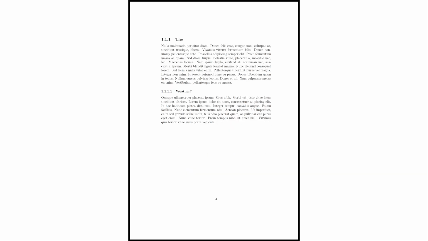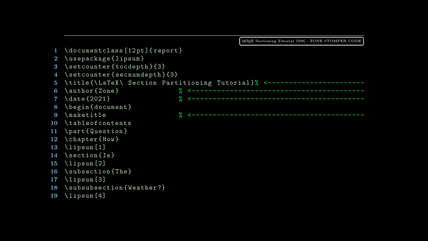So let's take a look at our document now, and you see in the table of contents, 1.1.1.1 weather all the way at the bottom. So we've got it. It's working, and here it works as well. You see at the bottom for weather, 1.1.1.1. There it is.